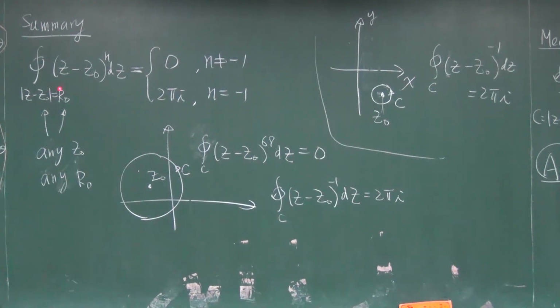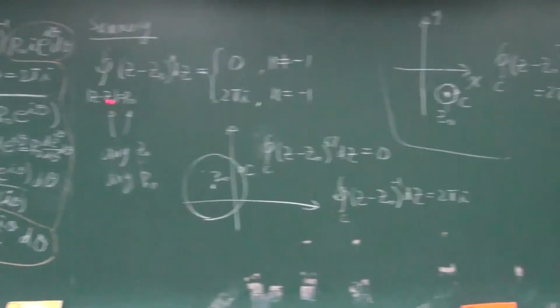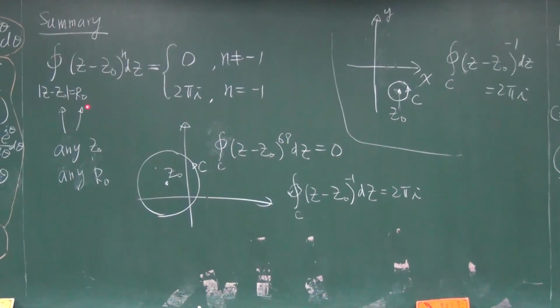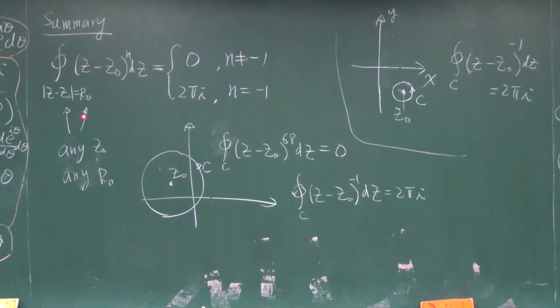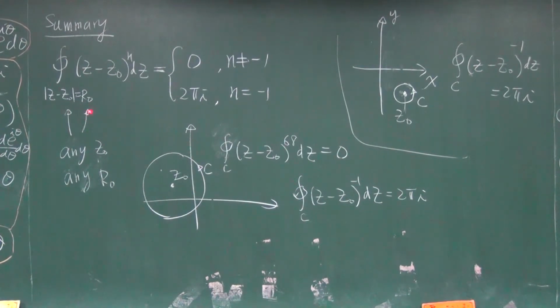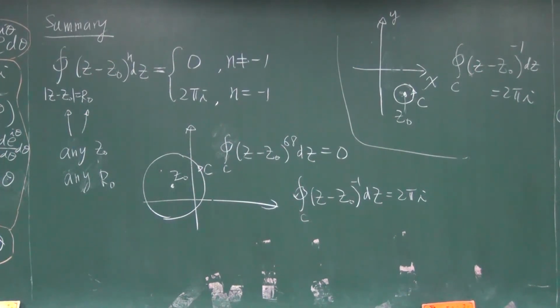We try to expand this. See here, z0, the center of the circle, can be arbitrary. We can have any center, which means that this result holds for any circle, located at any center. And also the size is not important. You can have a very big circle or a very small circle. You still have this result.